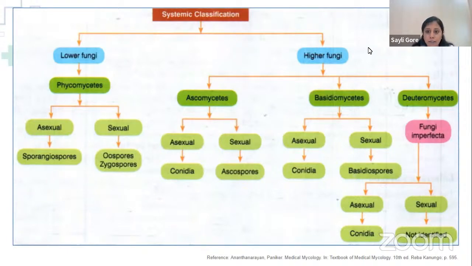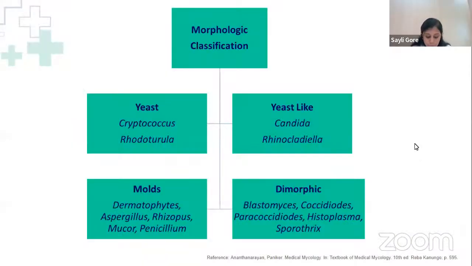Then there are the higher fungi such as Ascomycetes, Basidiomycetes, and Deuteromycetes. They do have septa, but they produce conidia as well as spores. The Deuteromycetes are called fungi imperfecti only because their sexual phase is not yet identified, so they are kind of unknown. Morphologic classification is required to be known more than the reproductive classification in clinical practice, because this will determine your line of treatment.